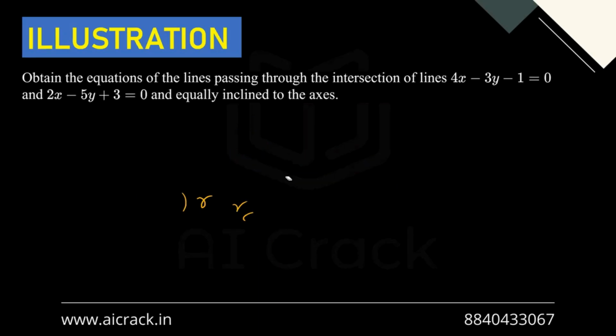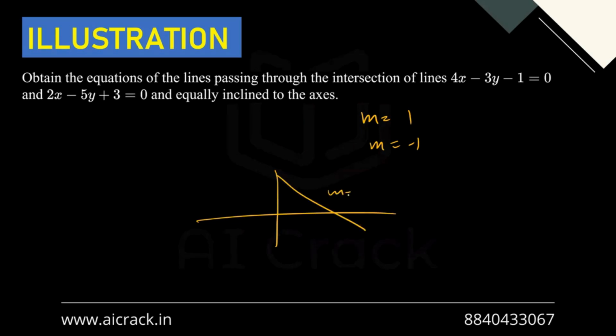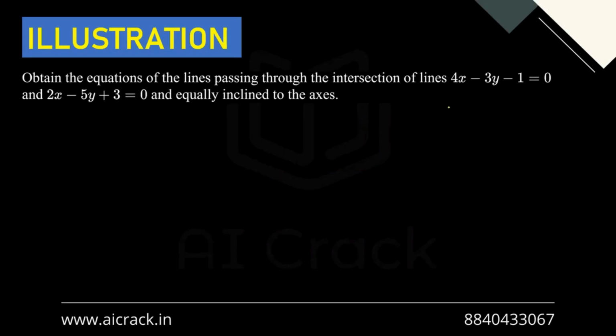So basically it actually means that this angle is 45, not theta or gamma. This angle is 45 because it is equally inclined and this is a right angle. So that means m can be either 1 or m can be minus 1. In this case m equals to minus 1, and in this case m equals to 1. So both are possible. So we have to take two cases over here.